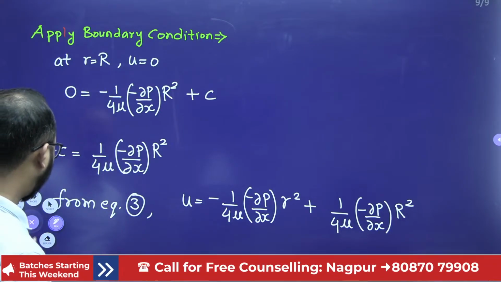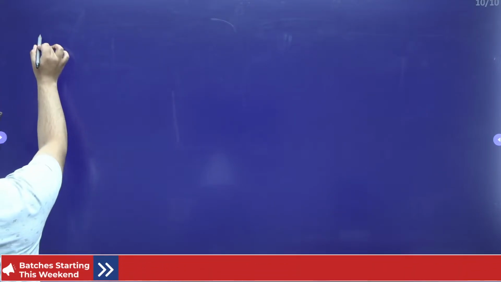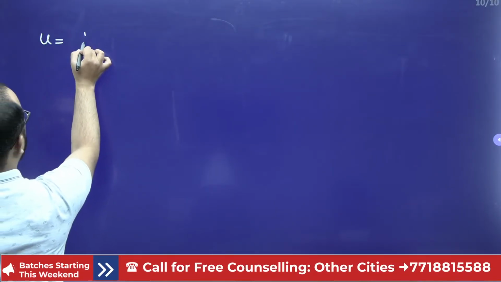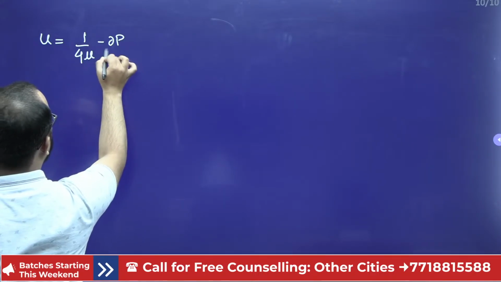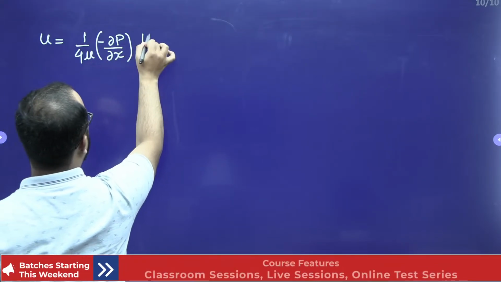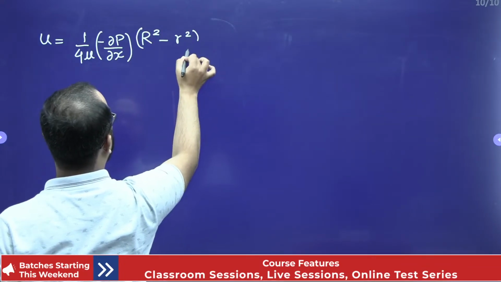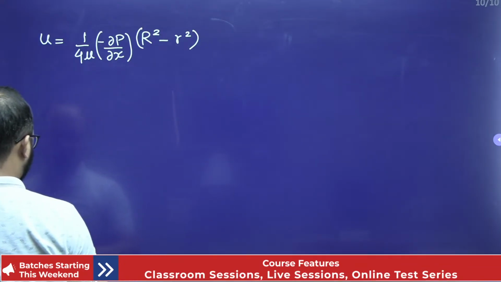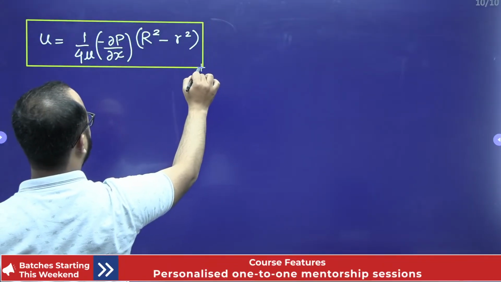Now I will simplify this relation. If I simplify it, what will I get? 1 upon 4 mu, minus dou p by dou x, into capital R square minus small r square. That is the relation we are getting, and this relation is very important, guys. You should remember this relation, very very important.